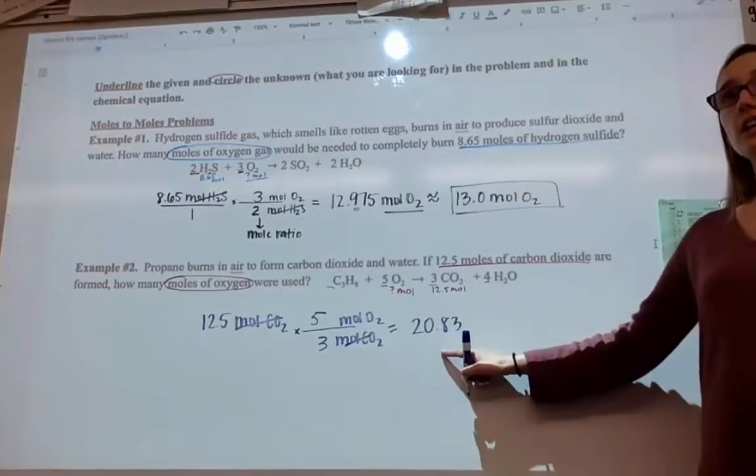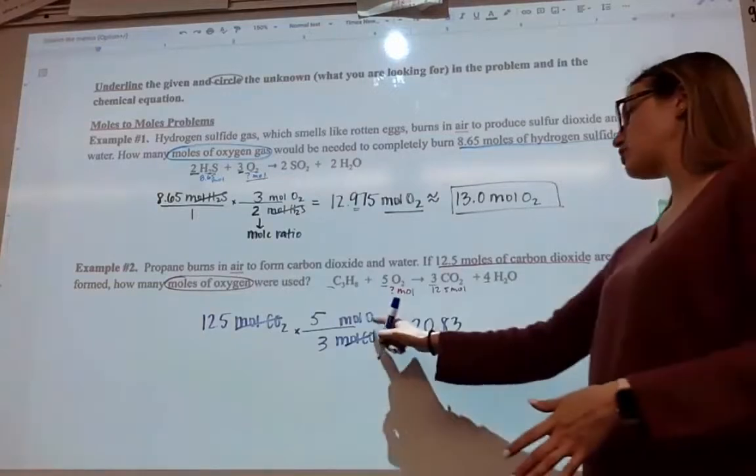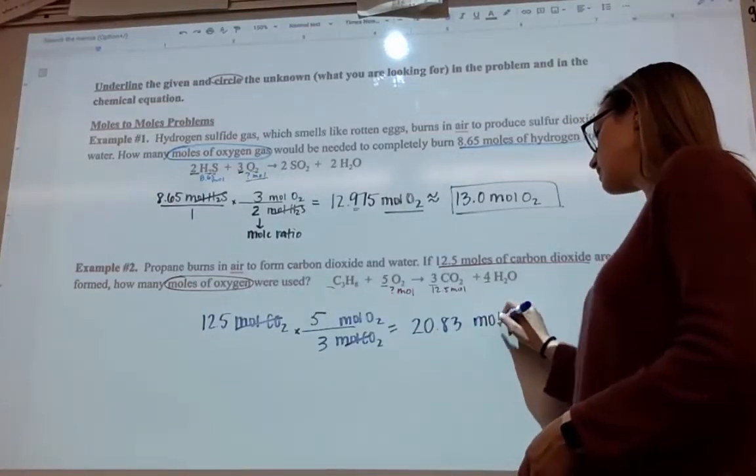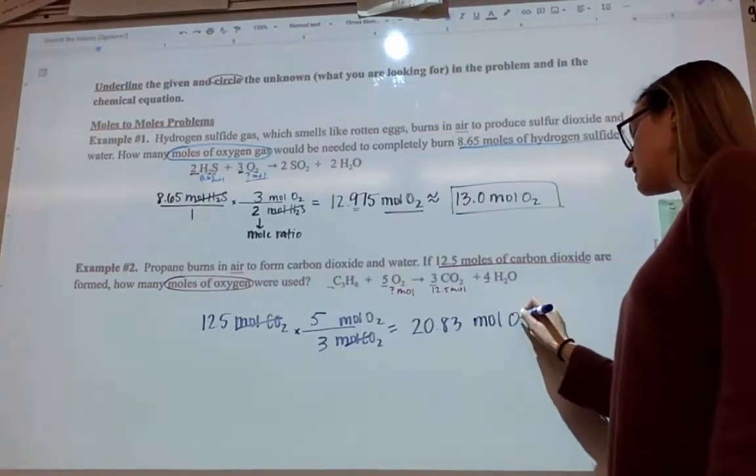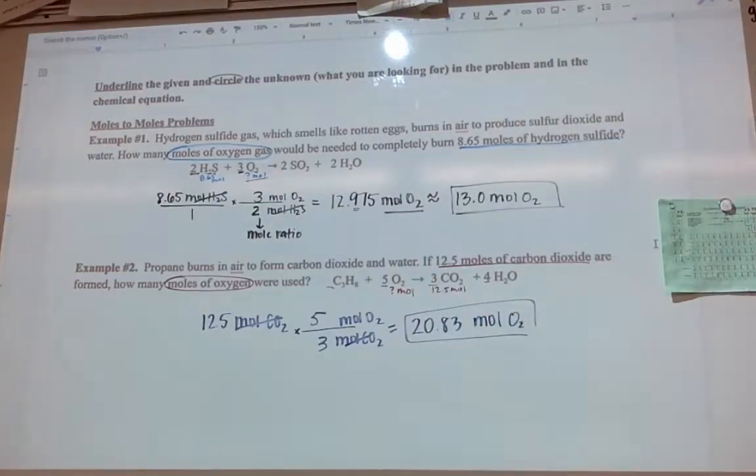This is not your answer. If you just wrote this down, you wouldn't get full points. You have to make sure you include the unit, so moles, and the substance. So it's 20.83 moles of O2.